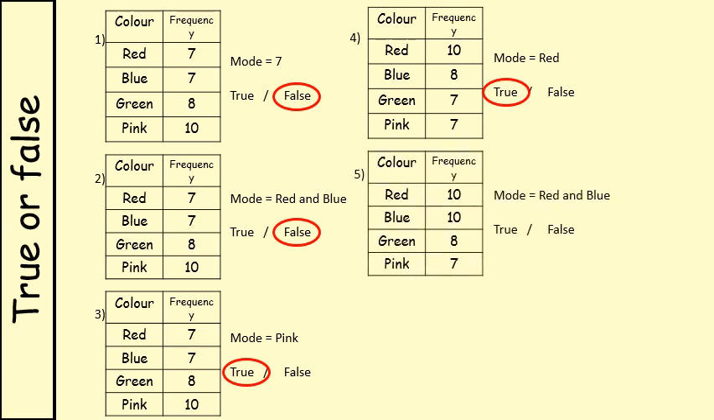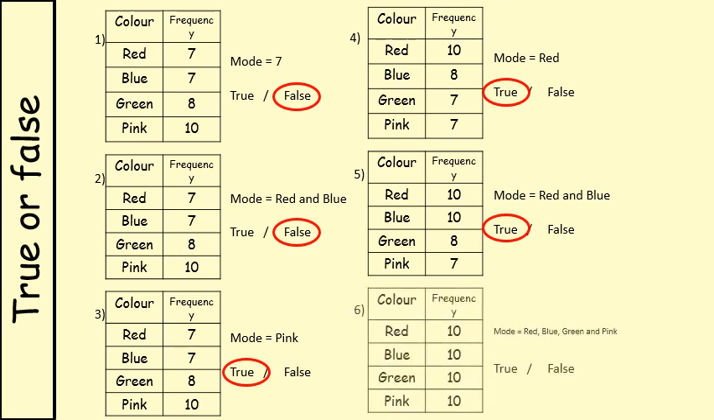Okay, question 5. The statement says mode equals red and blue. Is this true or is this false? The answer is of course true. So we have in our table red and blue have both 10, so they have the highest numbers in our table. And lastly, this one says the mode is red, blue, green and pink.